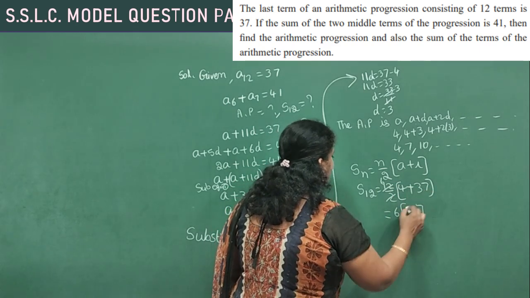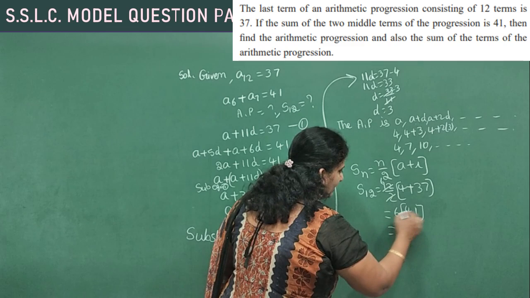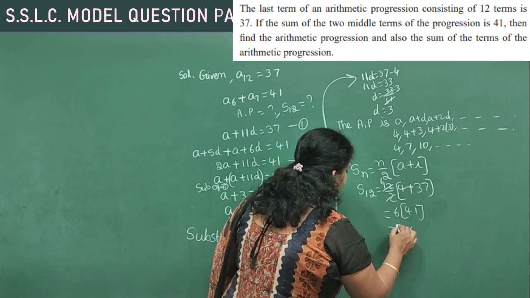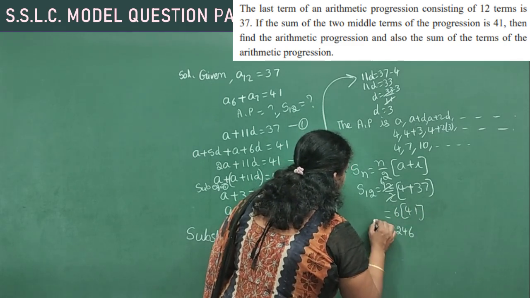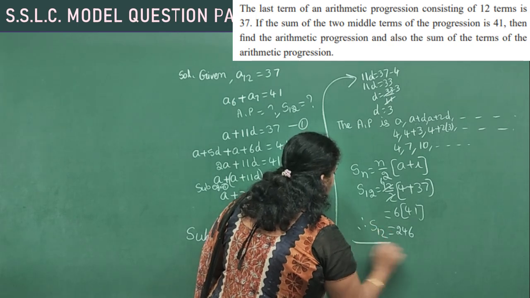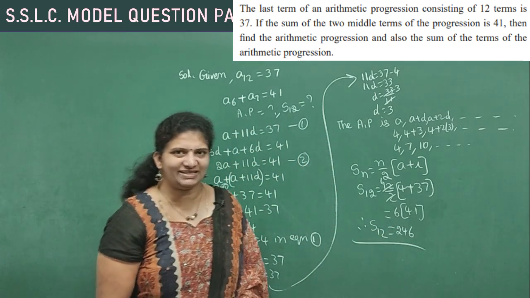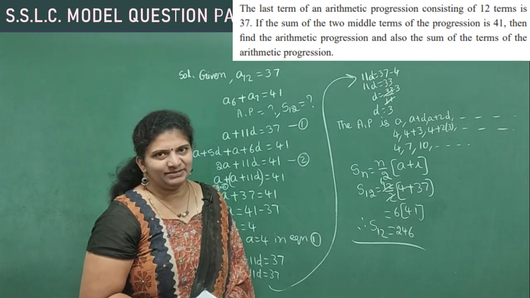12 by 2 it will be 6. 37 plus 4 it will be 41. Multiply. 6 ones are 6, 6 fours are 24. Therefore, the sum of 12 terms is 246. So, this is your answer.